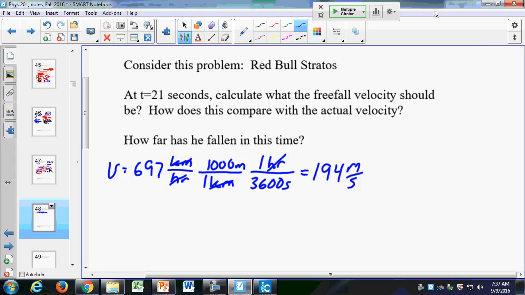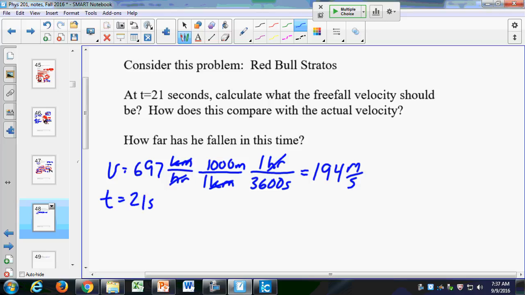And then don't forget, too, that if you have a unit that is squared or cubed or whatever, then you will square or cube the conversion factor. You'll probably have to do that on the test. So that's from chapter 1. Make sure that you're up on that if you're not just yet. So that was his speed at t equal 21 seconds.